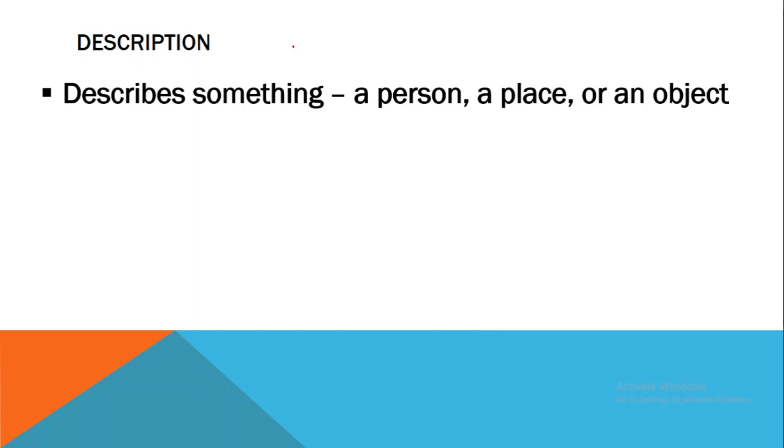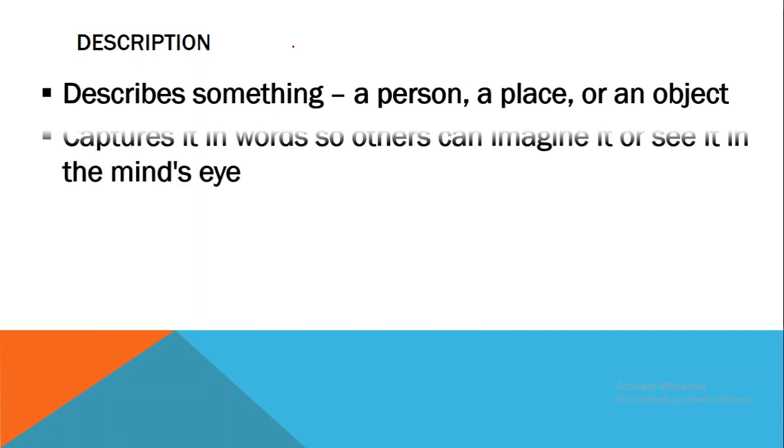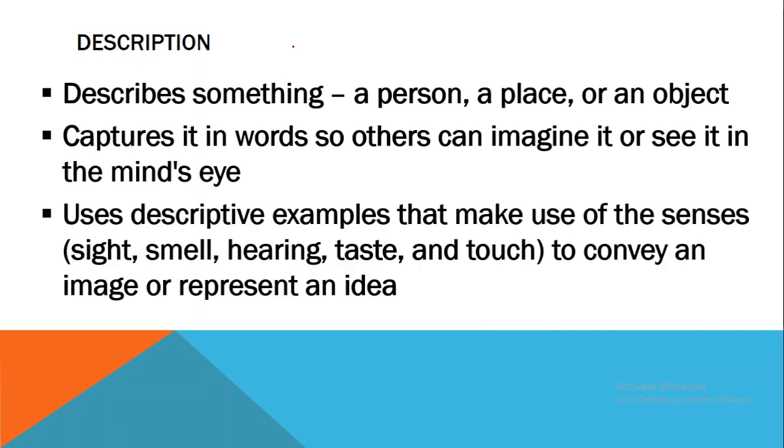The second type of rhetorical mode is description. So in description, you simply describe something. It can be a person or a place or an object. Description basically captures an idea in words so that others can imagine it or see it in the mind's eye. And you can use descriptive examples that make use of the senses, for example sight, smell, hearing, taste and touch, to convey an image or to represent an idea.